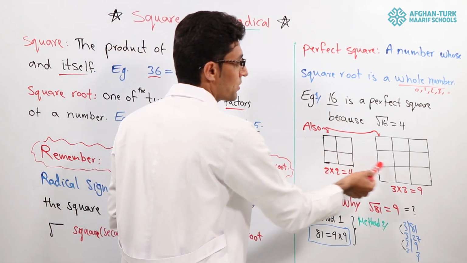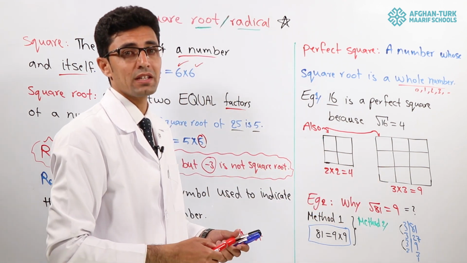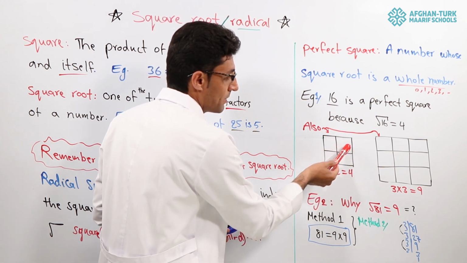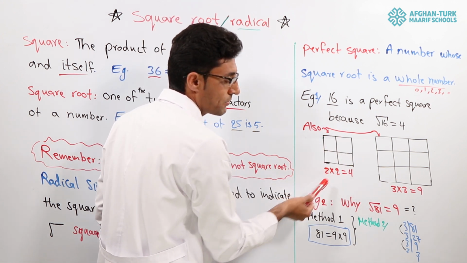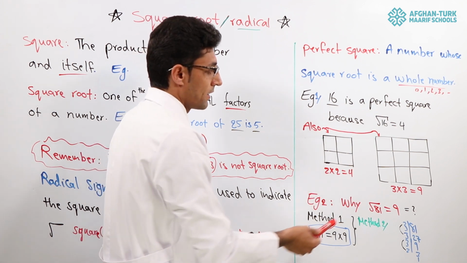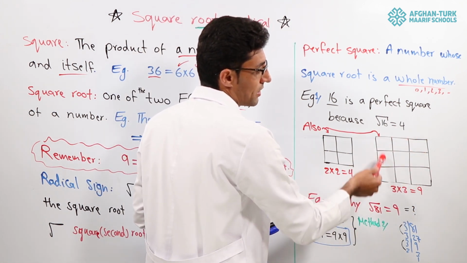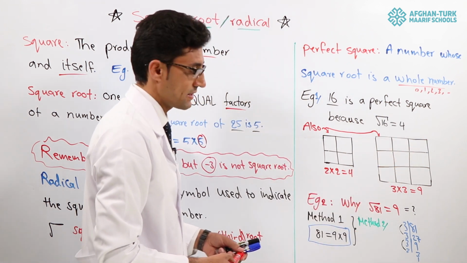Or in the two shapes, you will understand perfect square better. So 4 is a perfect square. Why? Because I can write it as 2 multiplied by 2. 9 is a perfect square because 3 multiplied by 3. In the shape also, you can see that.